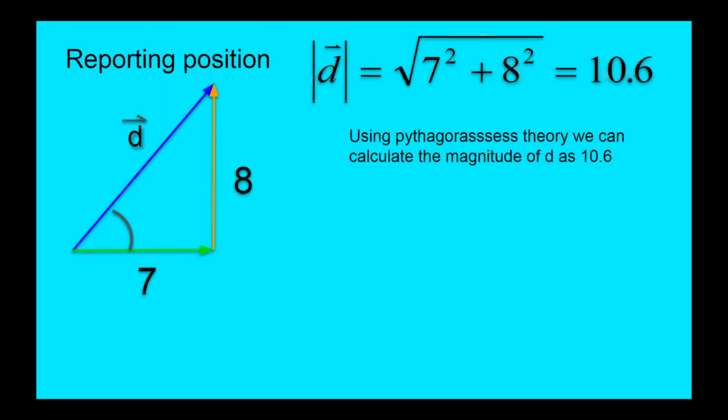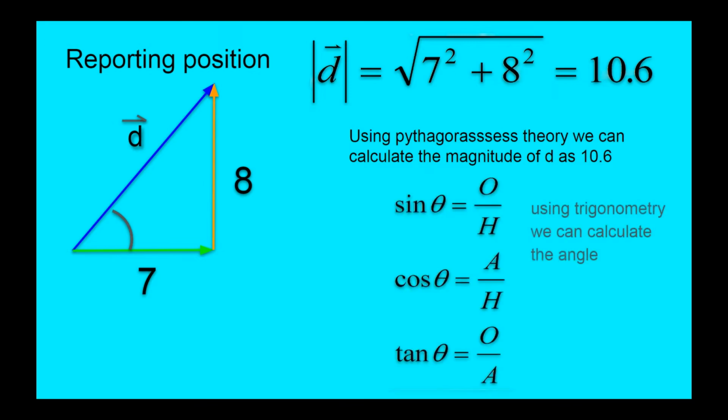Well, let's take a look at what we can do. How many of you know Pythagoras' theorem? You're going to square 7, square 8, add them up, and take the square root. 10.6. I said it looks kind of like 10-ish.